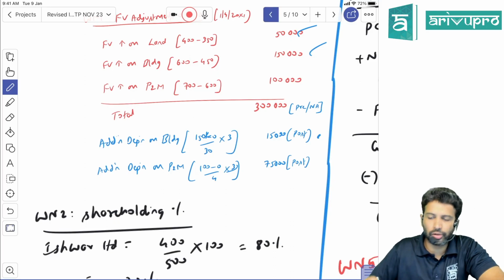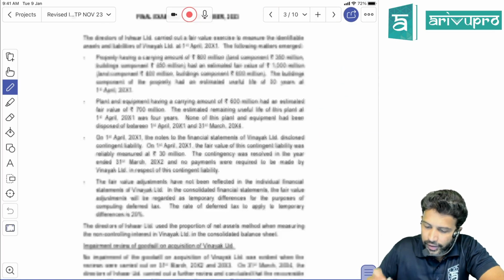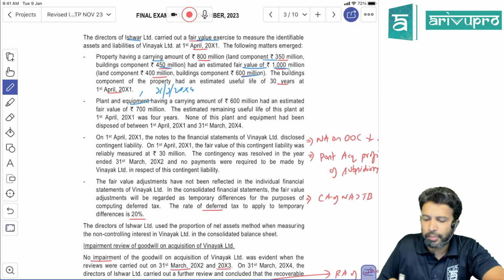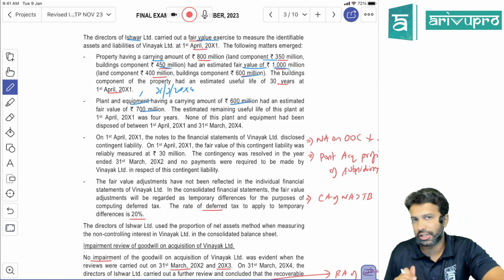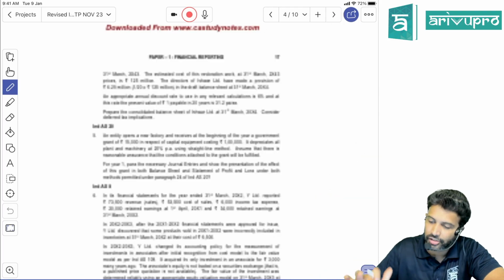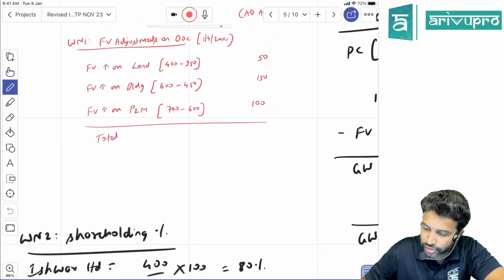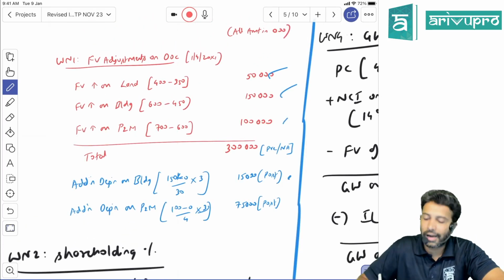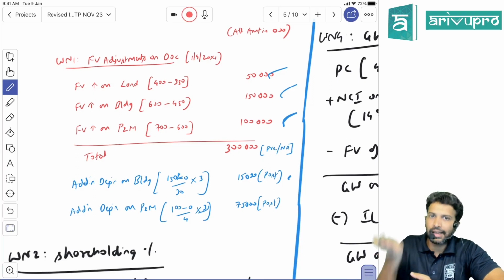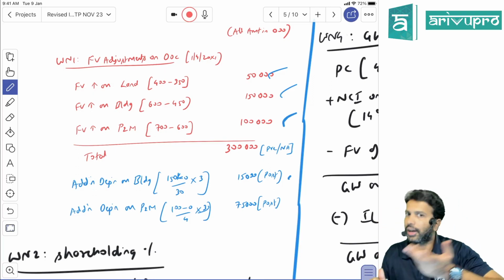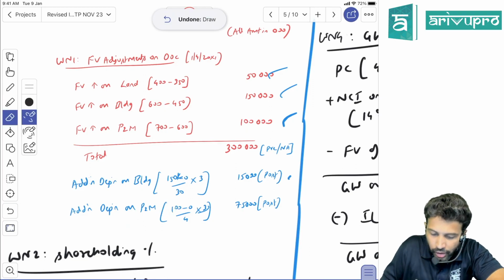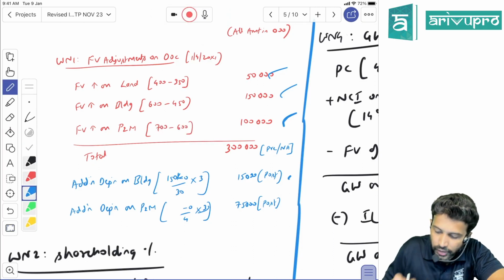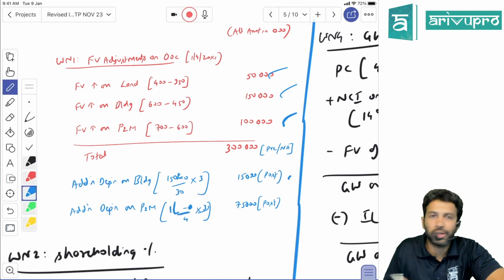Done. Land, there is no depreciation, so we are sorted. Next, what else is given? Some plant and equipment, they're saying carrying amount 600, fair value 700. So that means on plant and machinery also we have some fair value increase of how much? 600 has become 700. So the increase is 100,000 or 1 lakh. Yes, sir. So since the value is increasing and plant is a depreciable asset, additional depreciation will come. How much did it increase by? 100. This is in millions. So if you want, you can write it as 1 lakh itself. That's okay. So this is 1 lakh minus 0 because the residual value is not given.